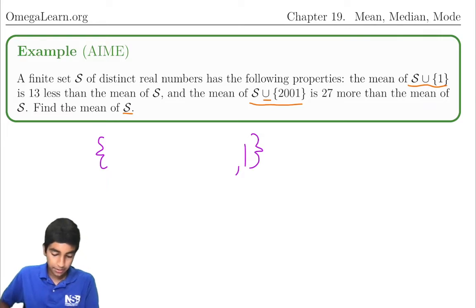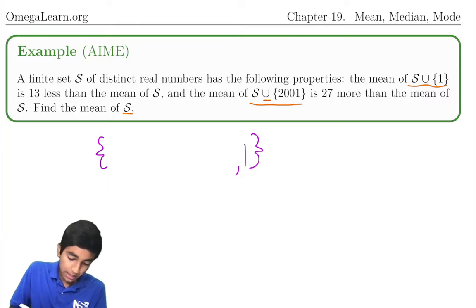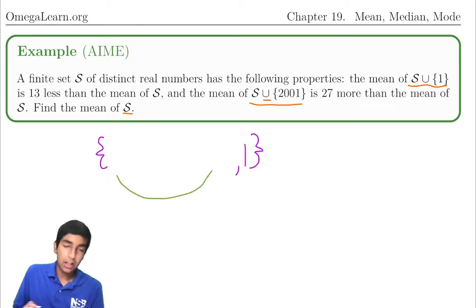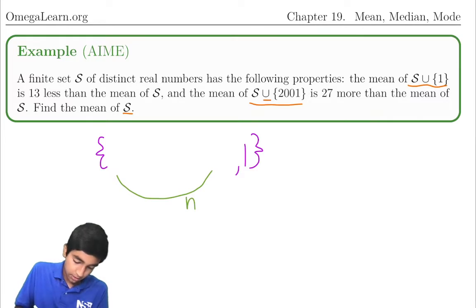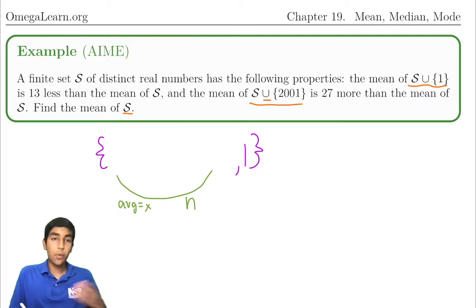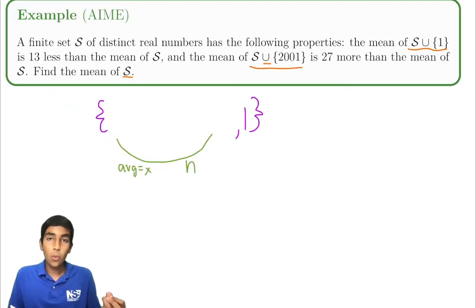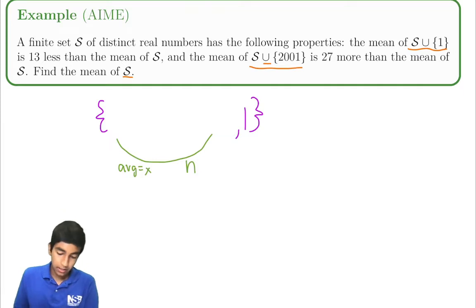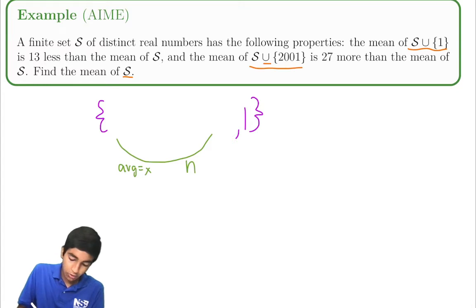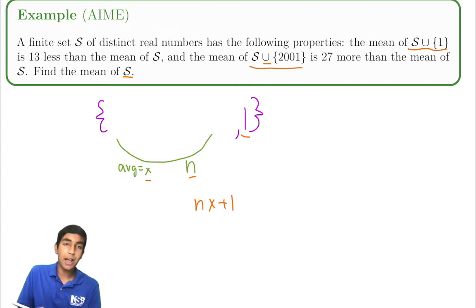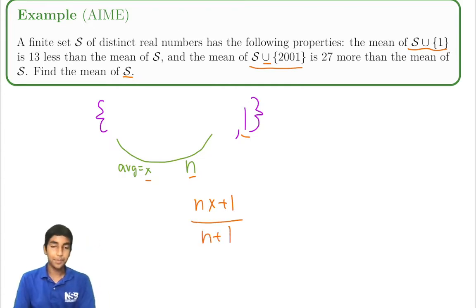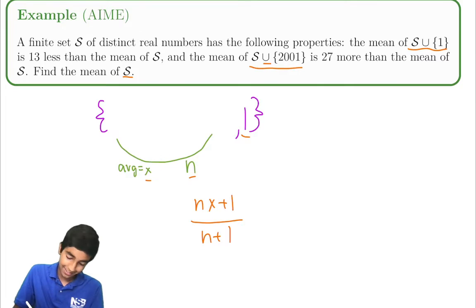So now let's take a look at this condition. How can we write it as an equation? Well, let's say these first n terms have an average value of x. So their average is x. Now by adding another 1, what is their new average? Well, if the original thing had n terms with the average of x, the new sum is nx plus 1. N times x, an additional 1, divided by n plus 1 terms. And this is equal to 13 less than the mean.